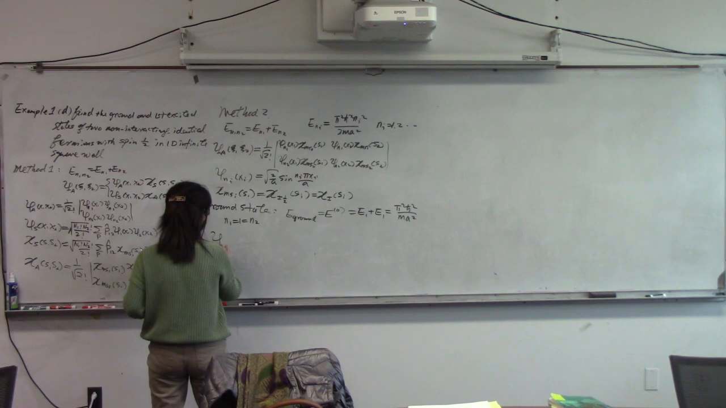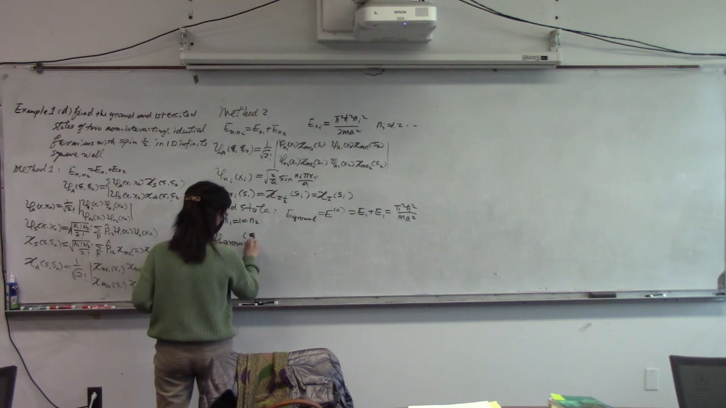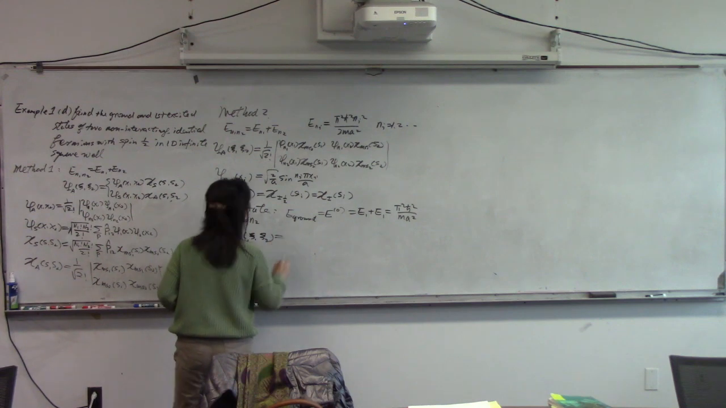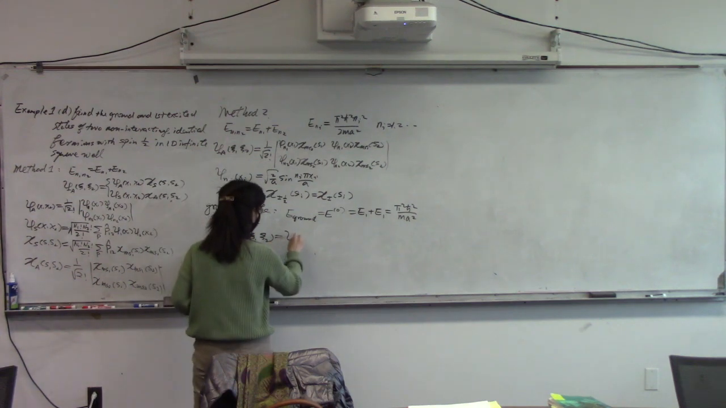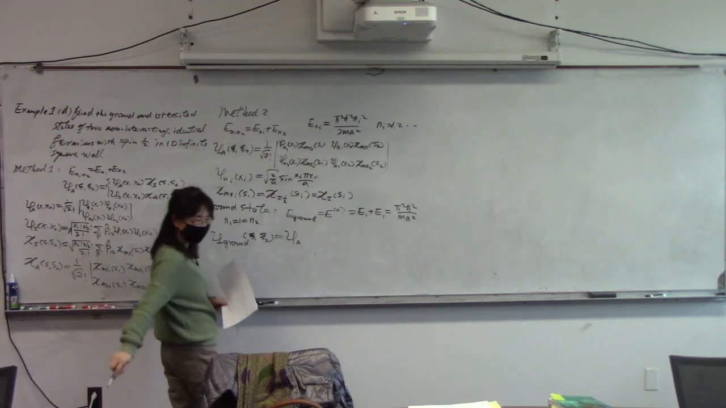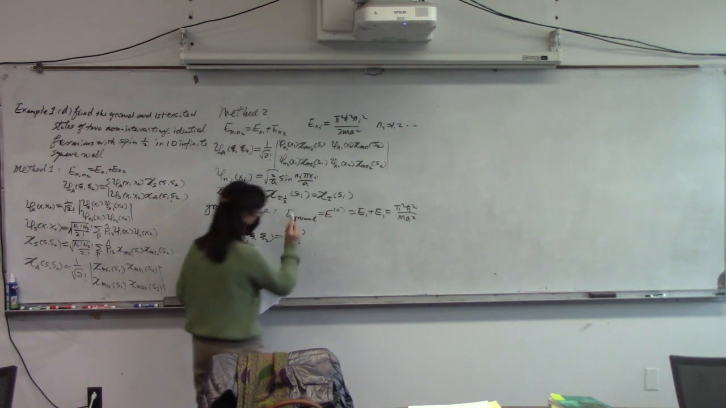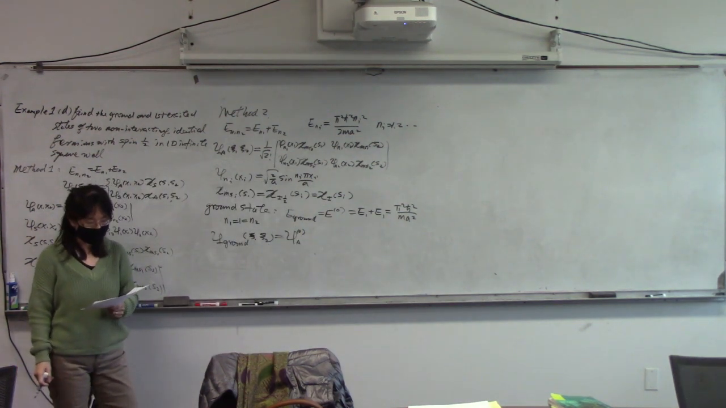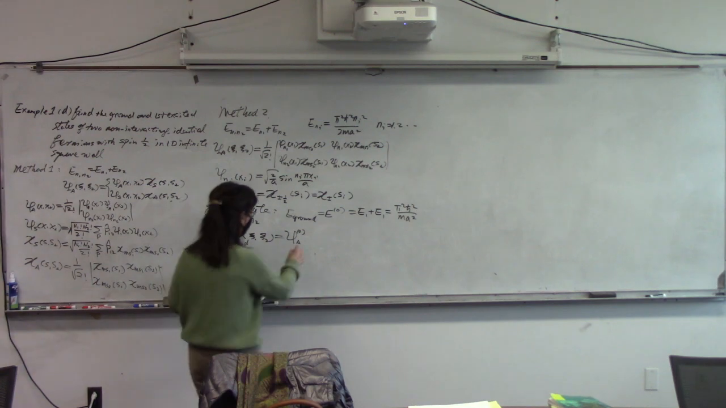So now the ground state, there are 2 particles. That's antisymmetric, and again I use the notation naught to say that this is the ground state.